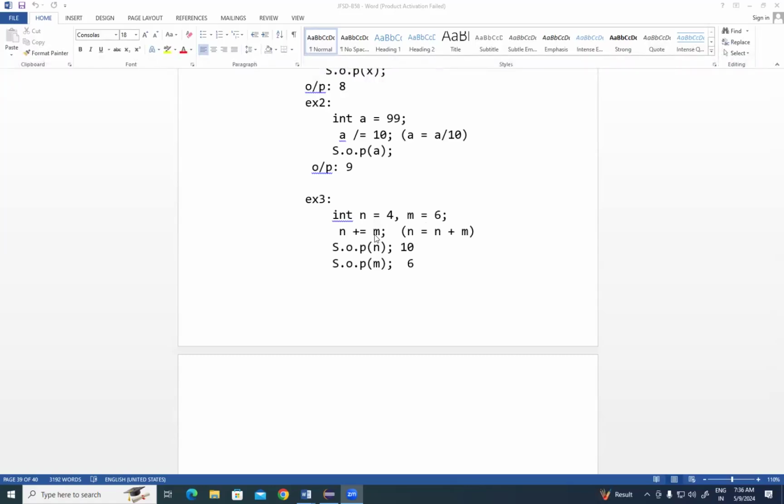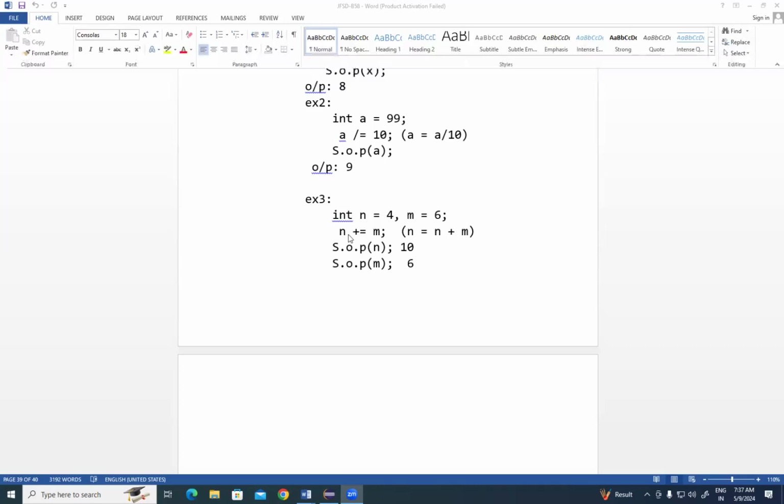If you expand it, n equals n plus m, right? So add n and m together, and store the result back to which variable only? N, because the left side variable is n. Who is the variable at the left side? N. Store the result in n.